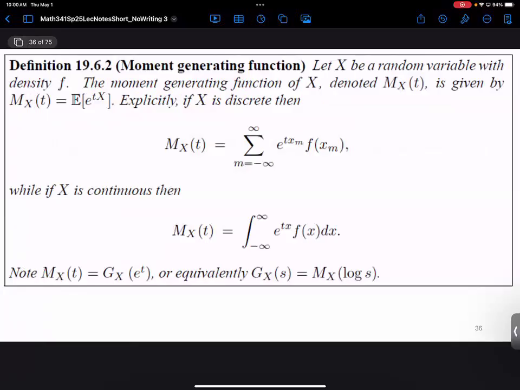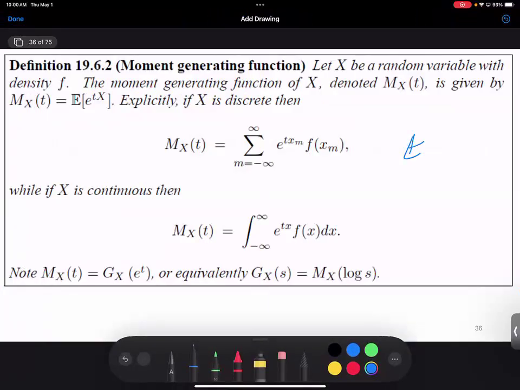Okay, so we've talked before about the moment generating function. So if x is a random variable with density f, then the moment generating function is defined as follows. It's basically the expected value of e to the tx.